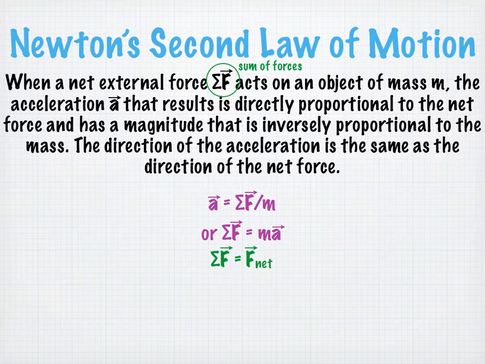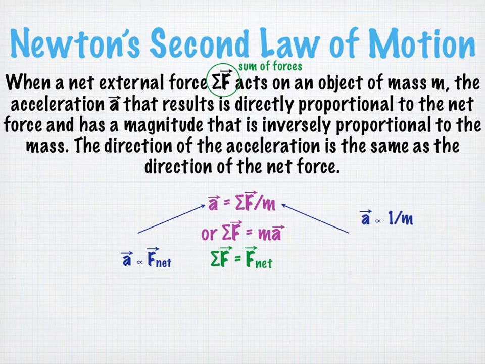As Newton's second law states, acceleration is directly proportional to the net force, so it requires a greater net force to cause a greater acceleration of an object of a given mass. And acceleration is inversely proportional to the mass, so given the same amount of net force, a less massive object will be accelerated more than a more massive object. And the direction of the acceleration vector will be in the same direction as the net force vector.